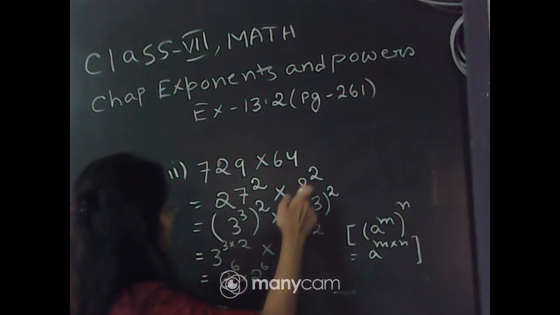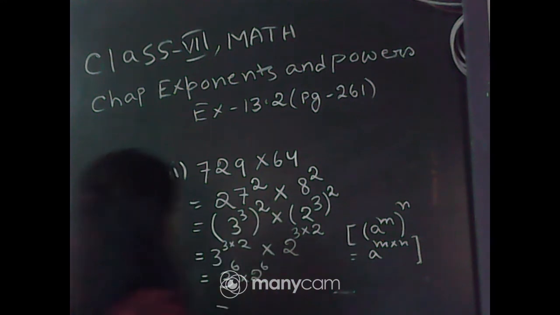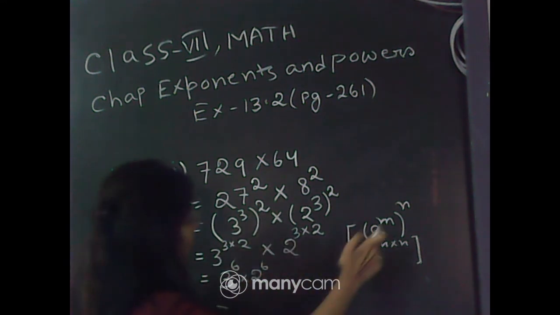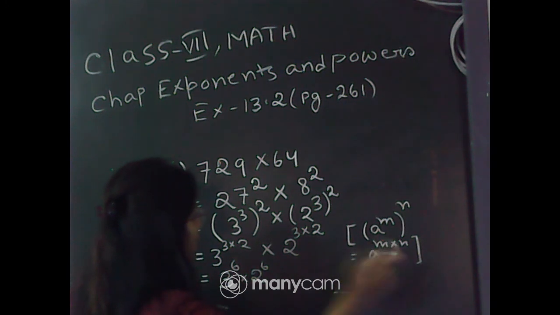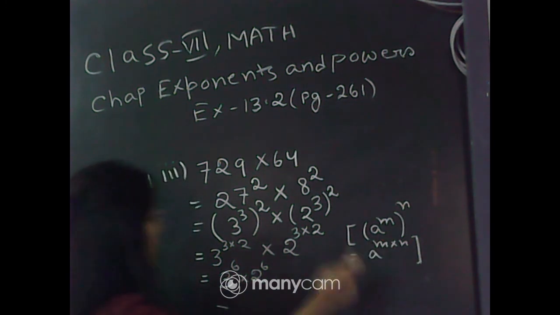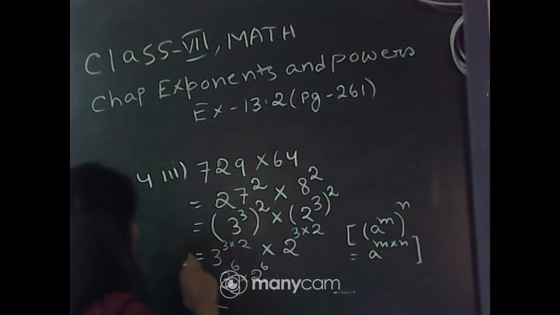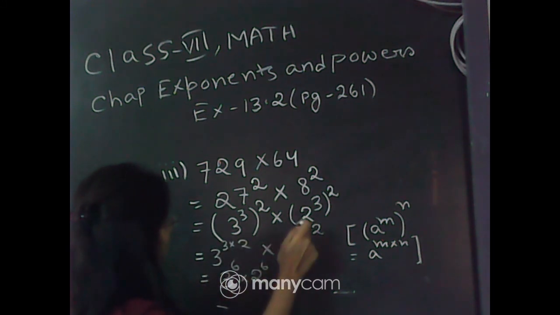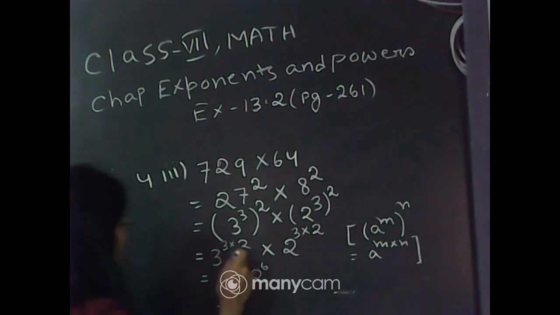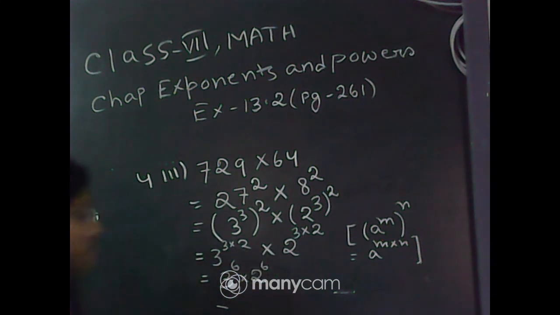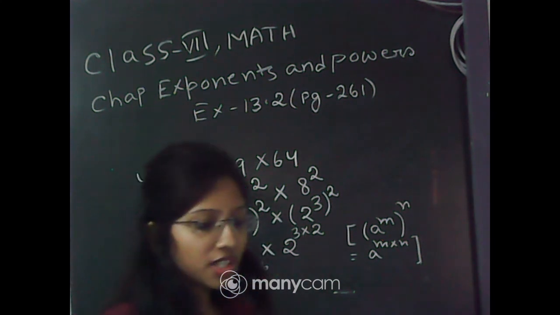Also, we can write 8 as 2 cube. So, 8 square is equal to 2 cube whole square. Now, we use the law a to the power m whole to the power n is equal to a to the power m into n, where a is any non-zero integer and m, n are whole numbers. So, using this law we get 3 to the power 3 into 2 into 2 to the power 3 into 2, that is 3 to the power 6 into 2 to the power 6. Clear? Up to this portion, any problem?